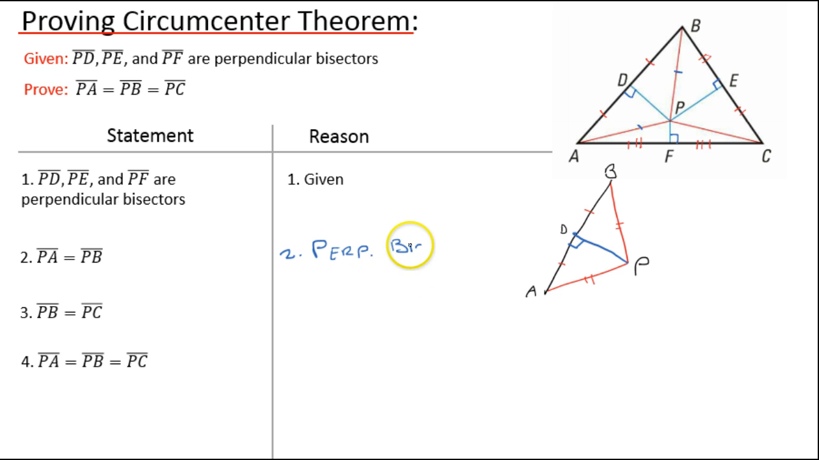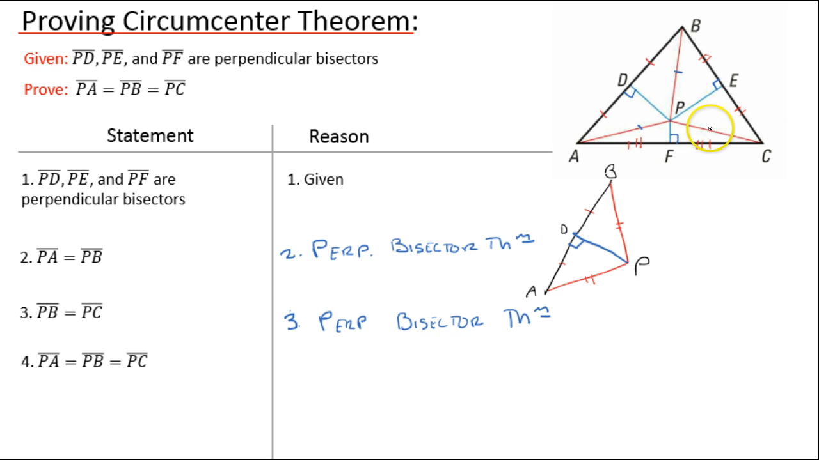Perpendicular bisector theorem. Now let's look at step 3. Our statement 3 says that PB is congruent to PC. And again, if we isolate this triangle, we notice that there's a perpendicular bisector triangle, just like the first one. So this one would also be by the perpendicular bisector theorem. We finally conclude our last thing.